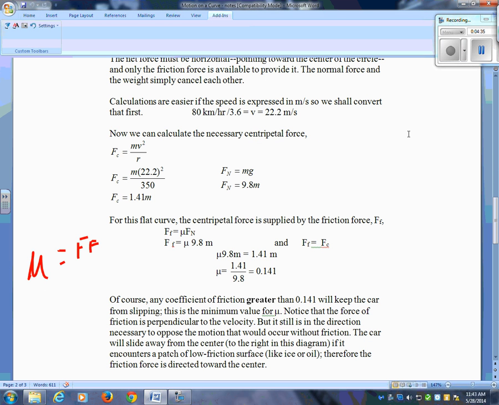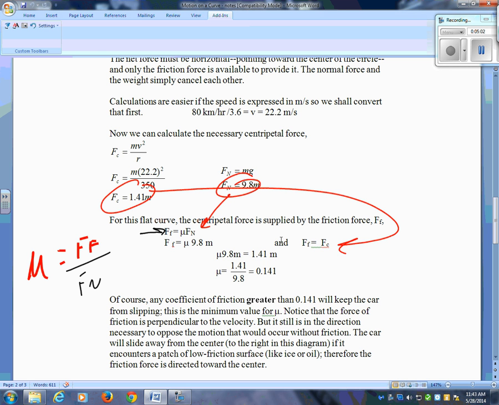Okay, Ff over Fn. If you rearrange that, you're going to get Ff equals mu Fn, or Ff is equal to mu times 9.8 times m, because of Fn here, right? All I've done is taken this and plugged it in there. My Ff is equal to my centripetal force, which I've calculated to be 1.41 m. So mu times 9.8 times m is equal to 1.41 m. And as we expect, our m's cancel. You rearrange it, you get a mu value of 0.141.